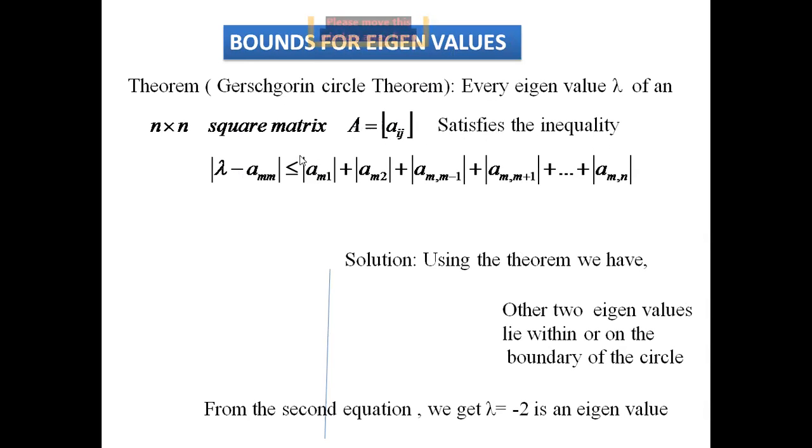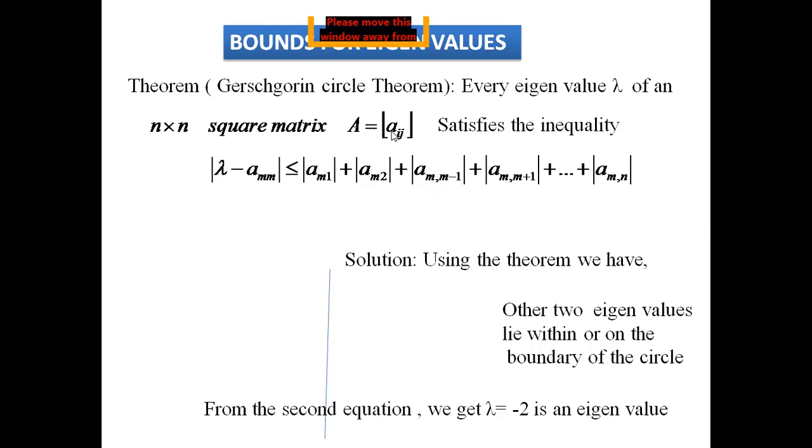This inequality is given like this: the magnitude of lambda minus a_mm is less than or equal to the magnitude of a_m1 plus, this magnitude means absolute value, a_m2 plus absolute value of a_m(m-1) plus etc., absolute value of a_mn. So what do you mean by this? When a matrix of this type is given, the elements of this matrix are identified by a_ij. Any eigenvalue, that means lambda, we have to find where it lies, meaning lambda minus a_mm. What is a_mm? It is the diagonal element of the mth row.